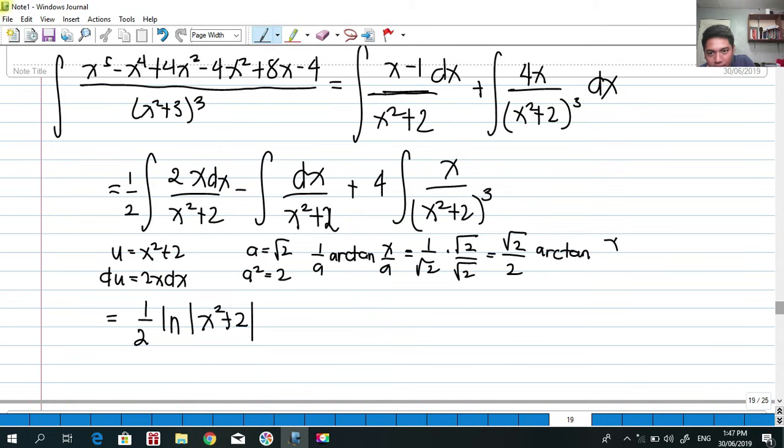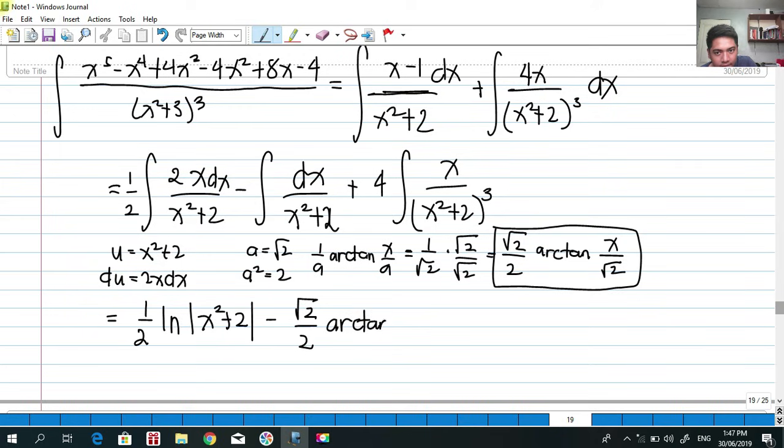So what is our x? That is simply x. What is our a? That is square root of 2. So we can simply have this inside the arctan. So this should be the integral of the second term. So we have now minus square root of 2 over 2, the arctan of x over square root of 2.